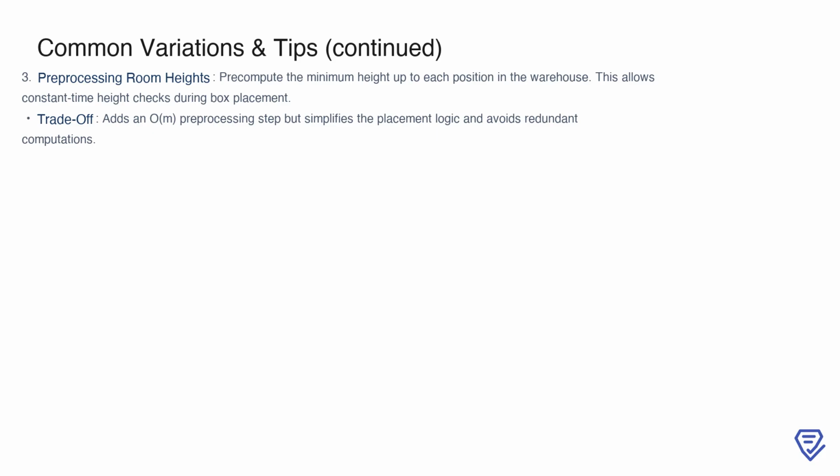An additional optimization technique involves pre-processing the room heights. By computing the minimum height up to each position in the warehouse, you can check height constraints in constant time during box placement. This simplifies the logic and avoids redundant computations during the main loop. While this pre-processing adds an O(m) step to your solution, it significantly speeds up the placement process, making it a valuable trade-off. Overall, these techniques, whether greedy, two-pointer, or pre-processing based, offer efficient ways to handle the constraints of this problem, and understanding their trade-offs will help you choose the best approach for a given scenario.